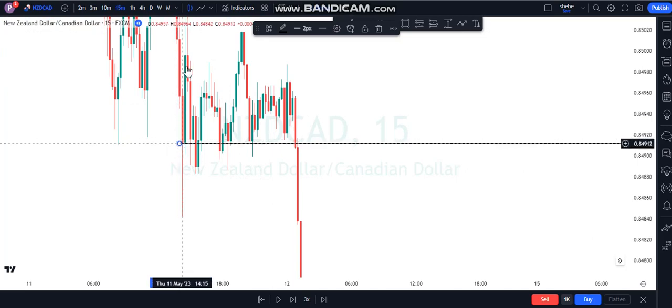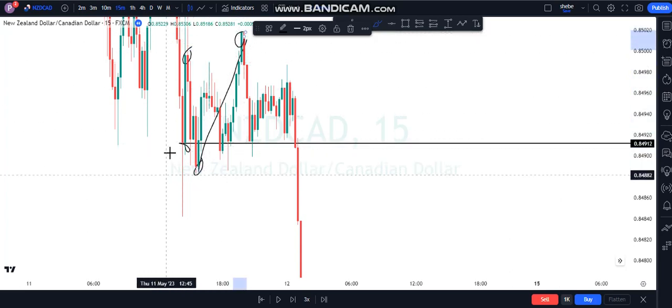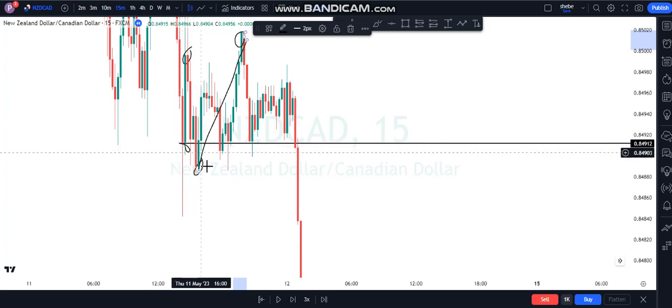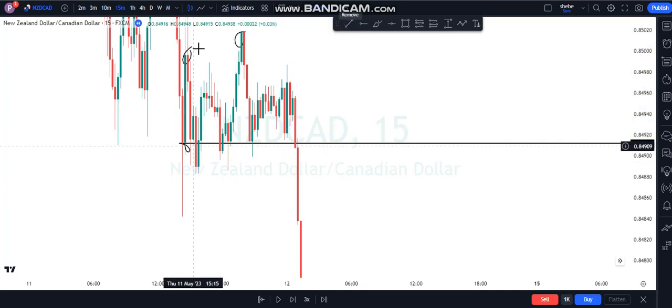Okay, this was low, this was high, this was low. I mean, let me explain. This was low, this was high, this was low, and then the price went past by breaking here, hence making this one our 15 minutes break of structure. This was the structure that was broken.